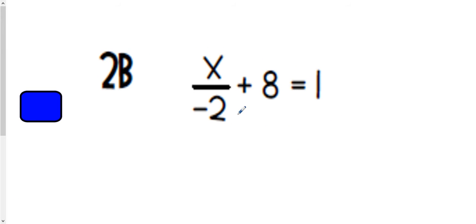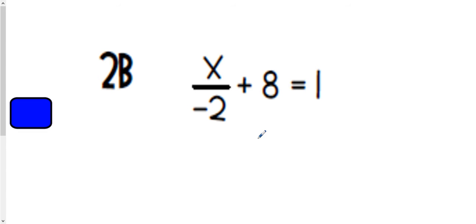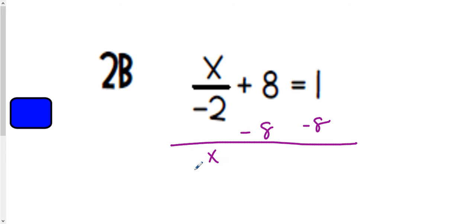X divided by negative 2 plus 8 is equal to 1. So we want to isolate x, so we're going to subtract 8 on both sides. 1 minus 8 is negative 7. So we use the subtraction property of equality.